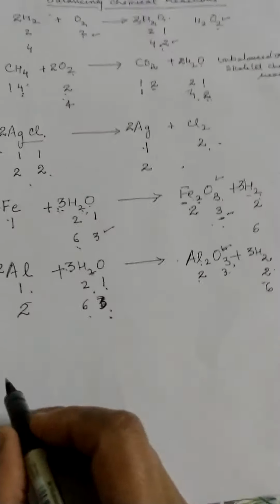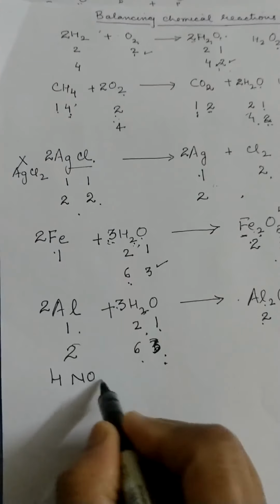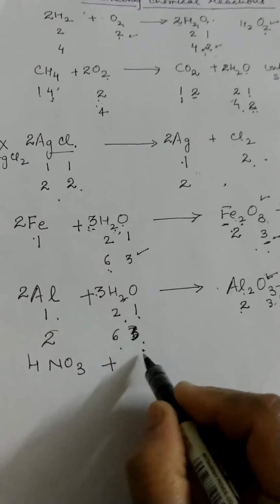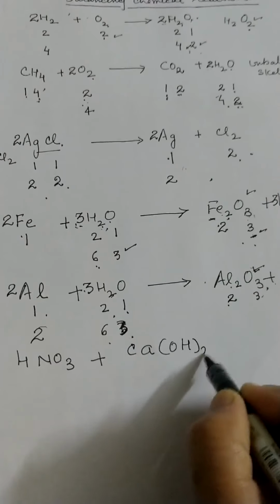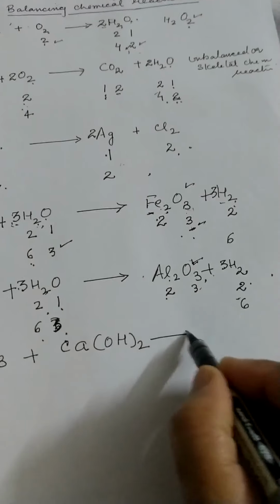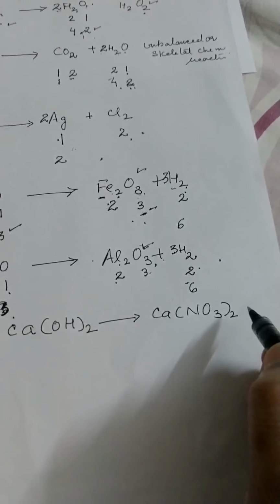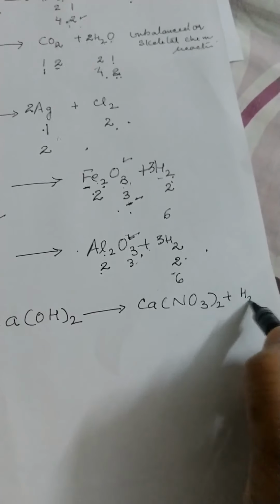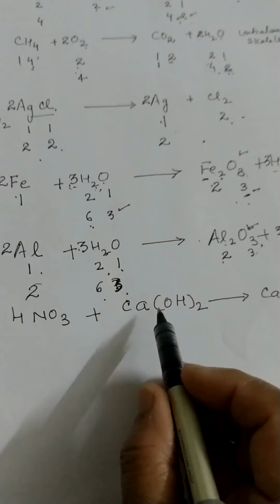Of this reaction. So this is nitric acid, HNO3, plus Ca(OH)2, and it forms calcium nitrate, Ca(NO3)2, plus water. Right, now how will we count the number of atoms taking part in such compounds?